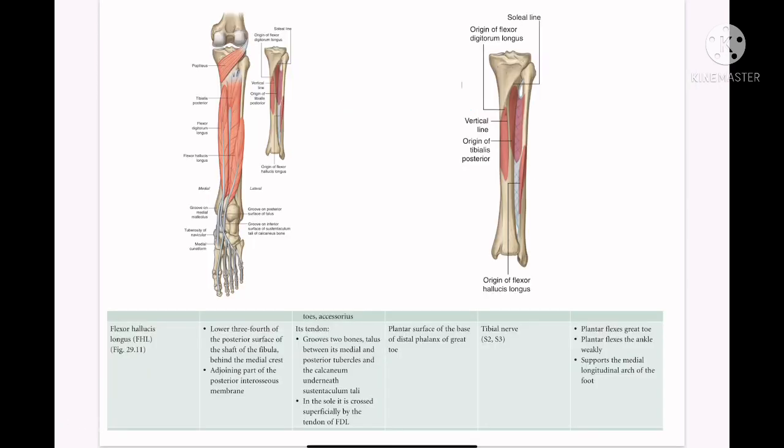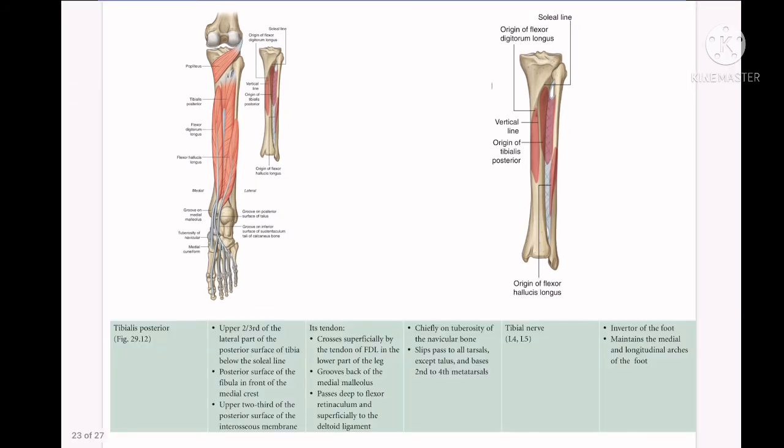Now when we see the flexor hallucis longus, this is the outline of the flexor hallucis longus on the posterior surface, and it originates from the lower three-quarters of the posterior surface of the shaft of the fibula, behind the medial crest. So there goes the medial crest on the fibula, and the flexor hallucis longus originates from behind the medial crest. Okay.